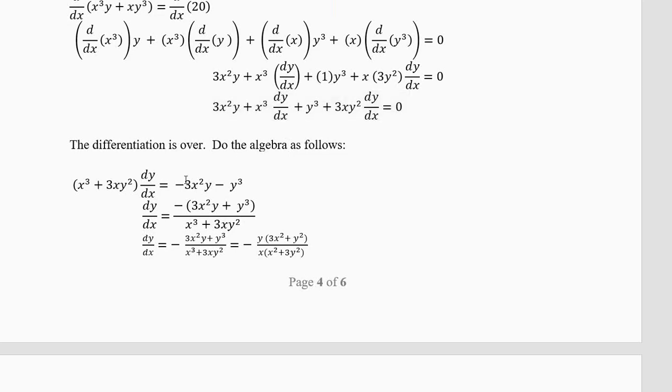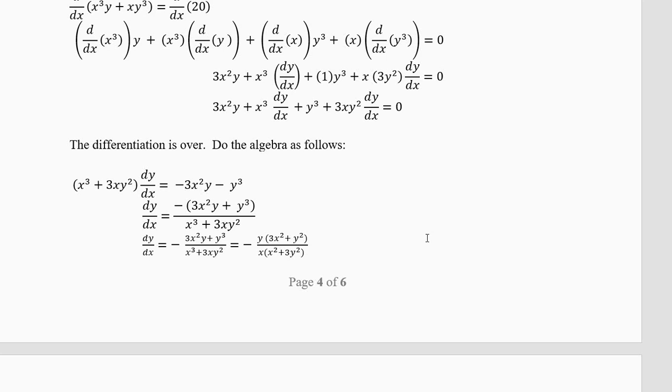Now again do the algebra. Take dy/dx, open a bracket. What do you have here? x³ and 3xy² plus 3xy², so x³ plus 3xy². Now take these two things without the dy/dx on the right: minus 3x²y minus y³. Now dy/dx will be this divided by this, and you can keep the minus like this. It looks better. You have (3x²y plus y³) divided by (x³ plus 3xy²).